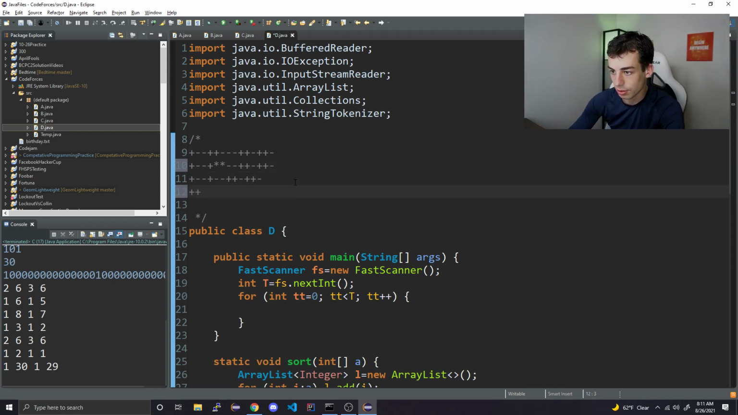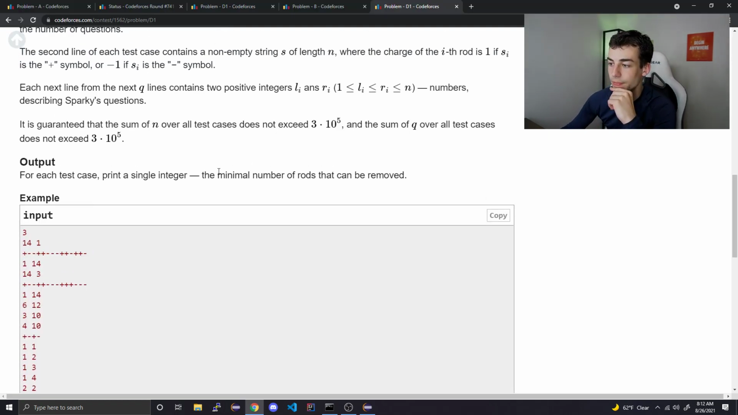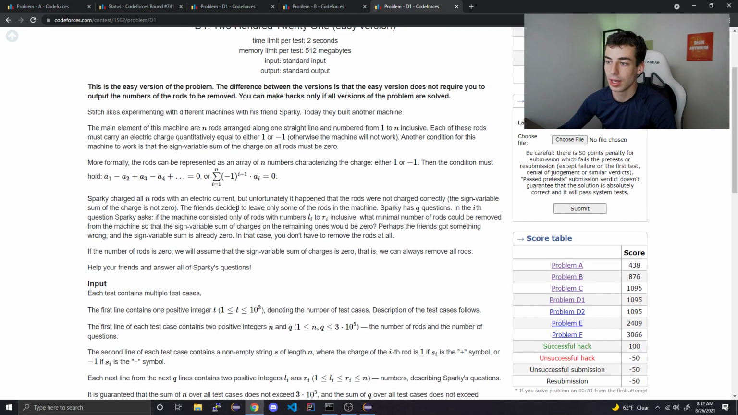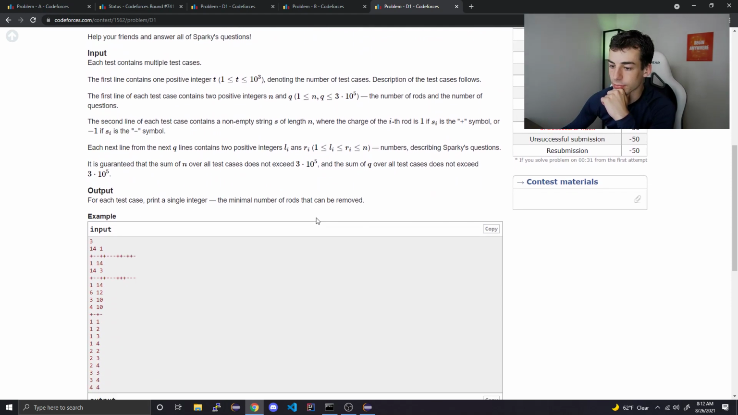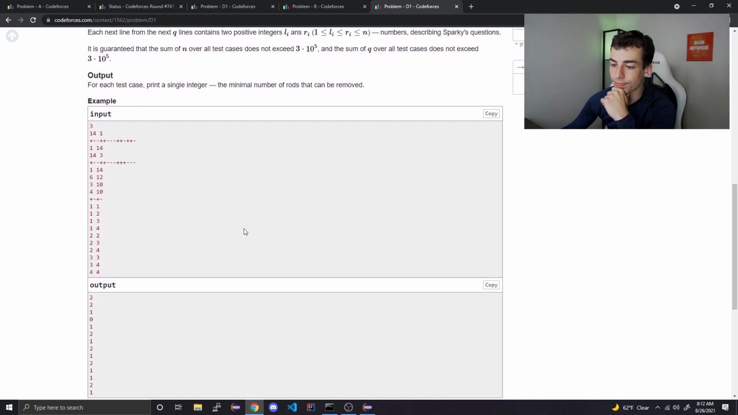So we have plus, plus. I guess let's just keep, so we want to flip every other one. All right, so we have 3, 4, 5, 6, which matches up. Okay, all right, so I think I see. So the minimum number of rods to be removed is just the sum. Yeah, so it's just the range sum.